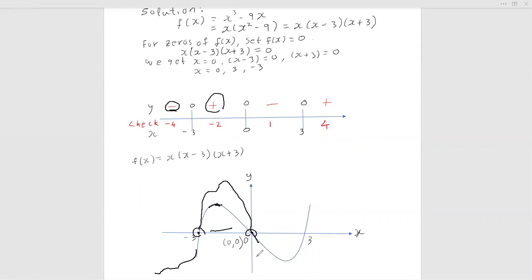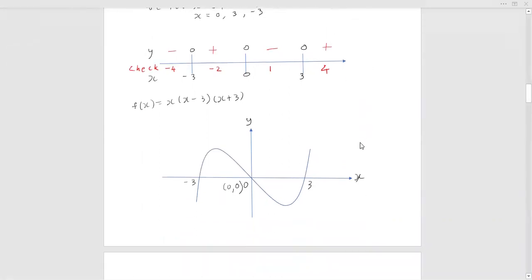Between 0 and 3, it is below the x-axis. After that, it is above the x-axis. The story is the same. It could be any shape, right? Okay, let's move on.